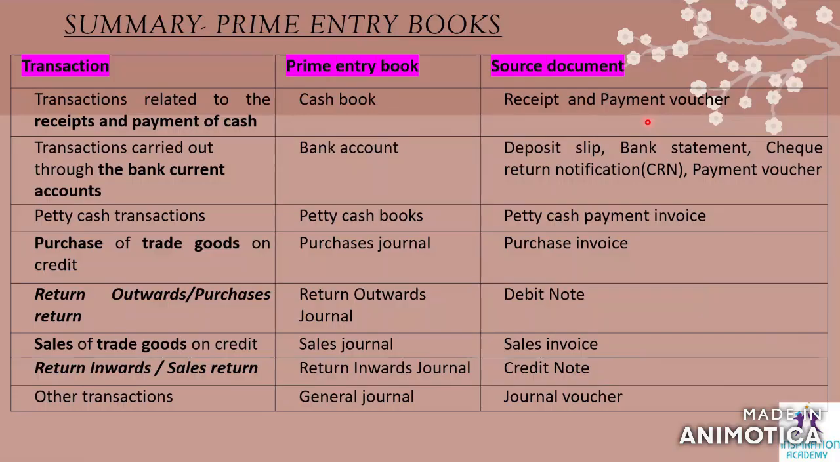Then the source documents for the bank account are the deposit slip, which we use when we deposit money. We fill it and give it to the bank, and we also get a copy of that. Then the bank statement. We receive the bank statement and we prepare the bank reconciliation and adjusted cash accounts, referring to the bank statement. Cheque return notification, that is the notification that you get when a cheque is returned. Then the payment voucher. Petty cash transactions are recorded in the petty cash book. Then the source document for that is the petty cash payment invoice.